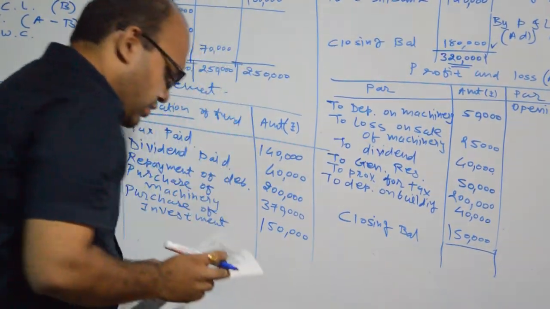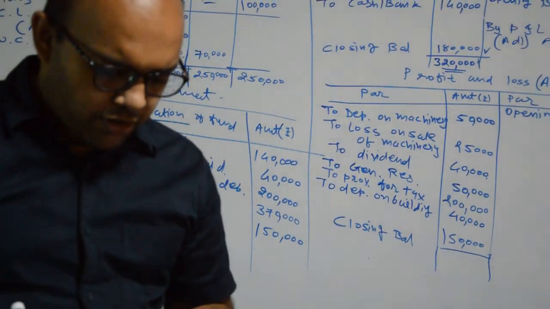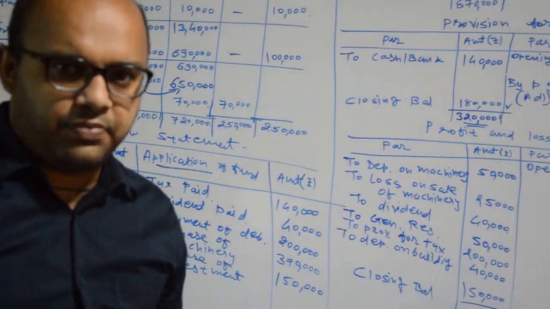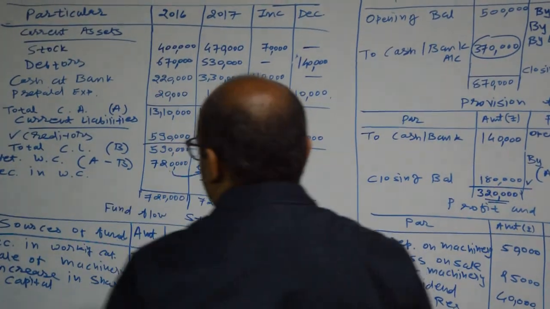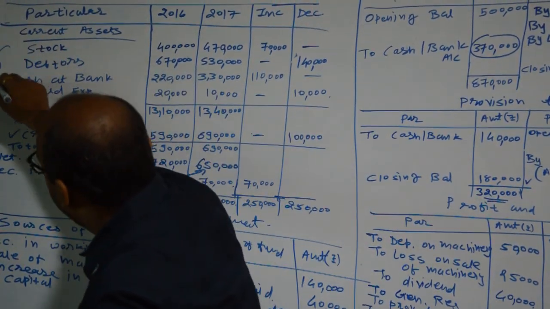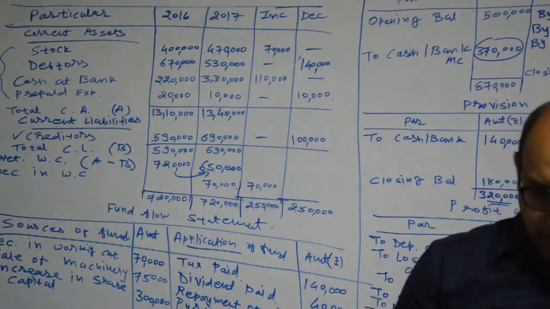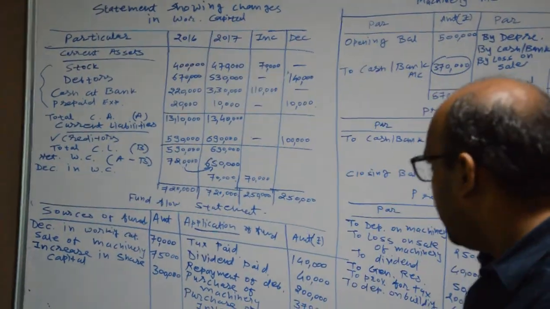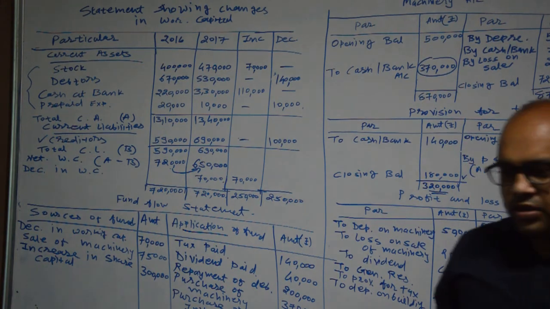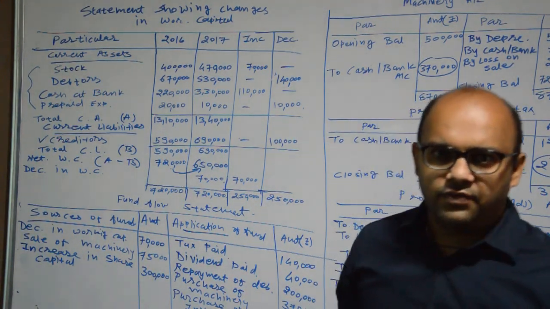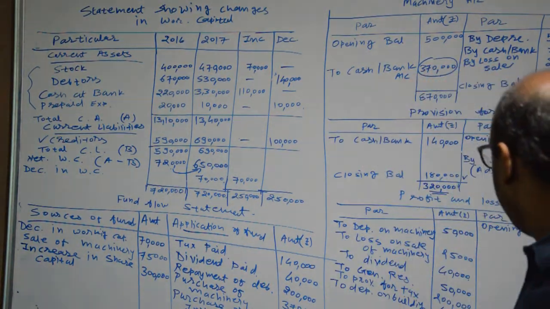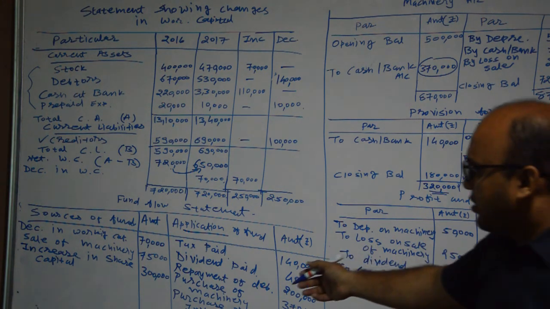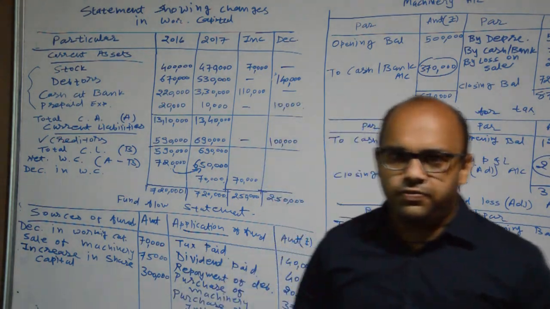Okay, then after stock, debtors, cash at bank and prepaid expenses, everything is considered under current assets in statement showing changes in working capital. Okay, so there are no adjustments pending. Okay, so then after we will close P&L adjustment account and we will make total of fund flow statement.